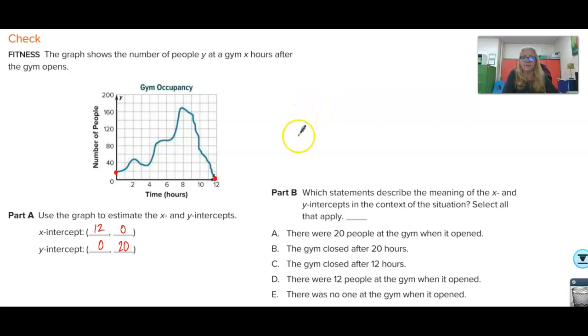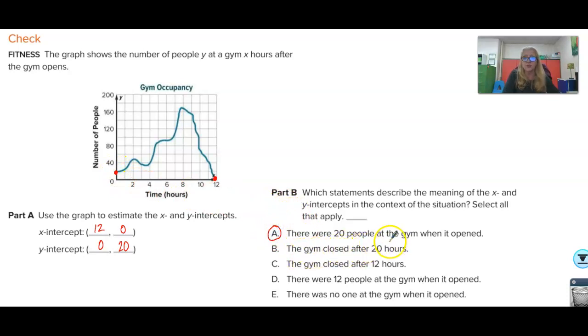Which statements describe the meaning of the x and y intercepts in the context of the situation? Select all that apply. There were 20 people at the gym when it opened. Yes, I agree with that, because this shows that there are 20 people at zero time. So 0 hours after it opened, which would be the opening time, there were 20 people there.